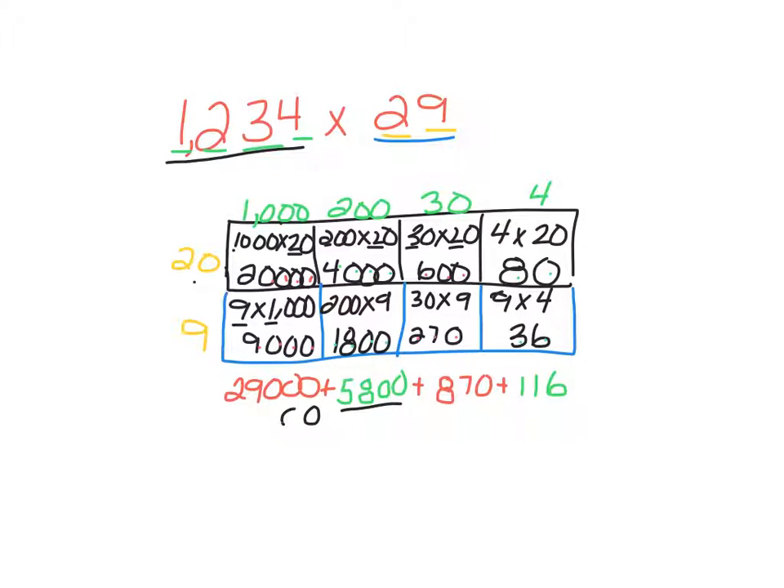So 0, 0, 8, 5. Adding those. 0, 0, 8. It's going to be 14, 3. I'm going to take these two. I'm going to put 1, 1, 6 under here. So it's going to be 6. 7 and 1 is 8. 8 and 1 is 9.